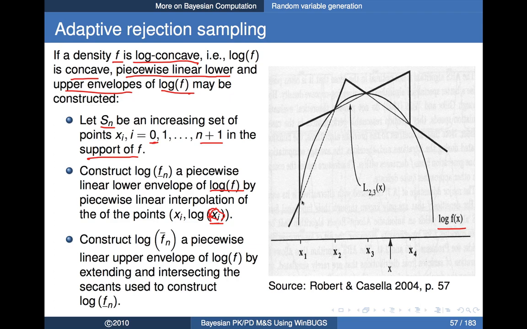So you take those points, and you can see how they're constructed for the example here, and you connect the dots to construct that f underscore n, that lower envelope for log of f. And then we can also construct an upper envelope, and we're going to call that f over bar n. So get the log of f over bar n. Again, it's going to be piecewise linear in this case, but the trick we use for that is extending and intersecting all of the secants that are created to construct the original function.